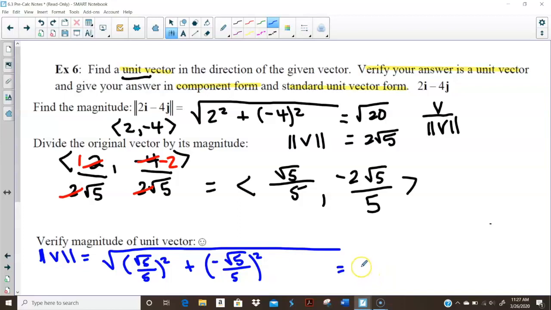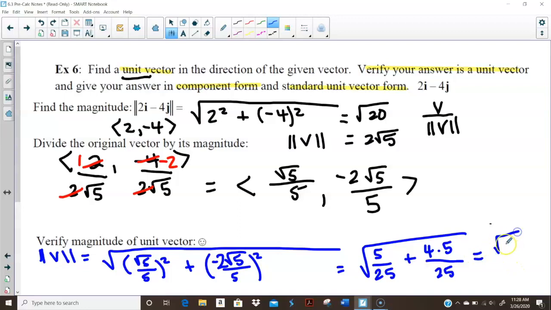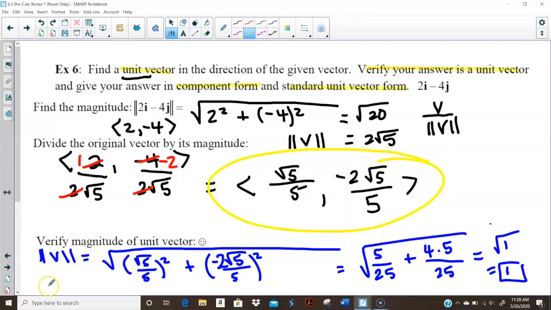The square root of 5 squared is simply 5, and then the denominator, 5 squared, is 25. Oh, I forgot the 2 here. Put the 2 in there. All right, and then -2 squared is 4, and the square root of 5 squared is 5, and I divide that by 5 squared, which is 25. You can see where we're going with this. This is going to give me the square root of 1, which is equal to 1. So I just proved that this vector is a unit vector.